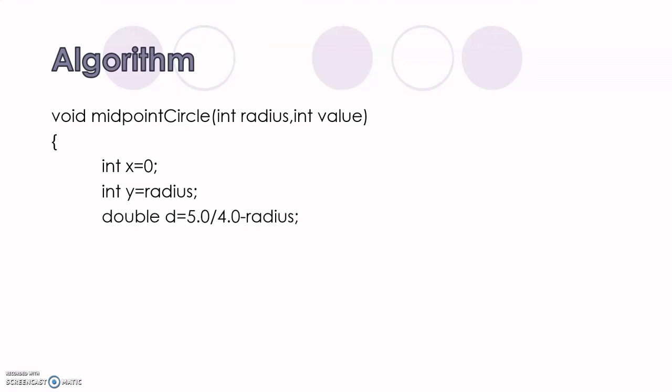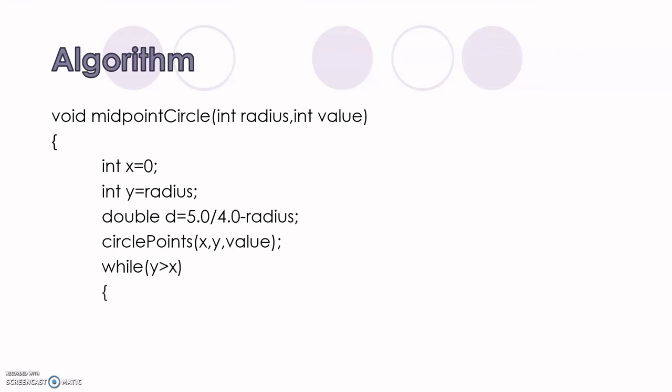Now double d is equal to, we are finding the d start value, 5 by 4 minus radius. Since these values involve floating point arithmetic, I have assigned 5.0 divided by 4.0 minus radius. Now I have to store the circle points x, y, value. That is the first point, that is (0, r). Then I have to perform these operations until y becomes greater than x.